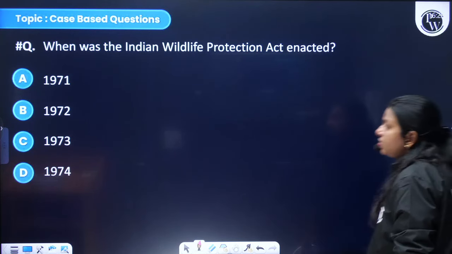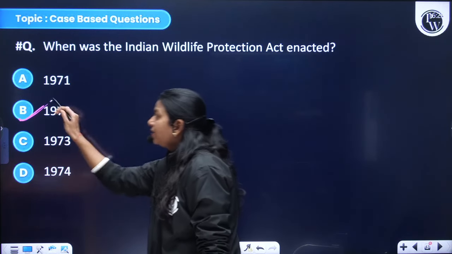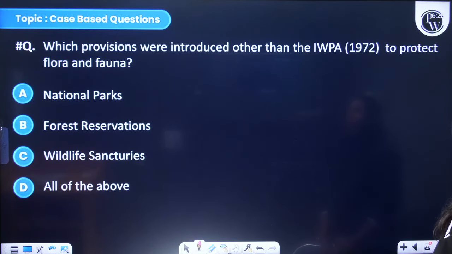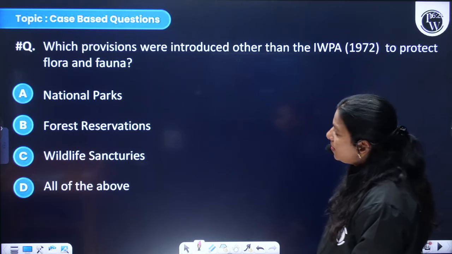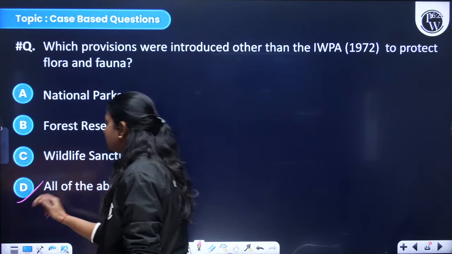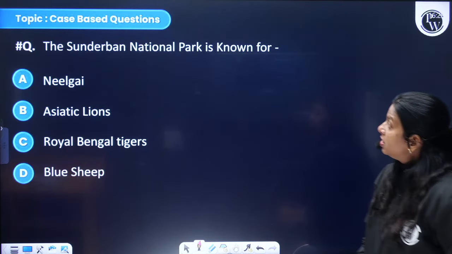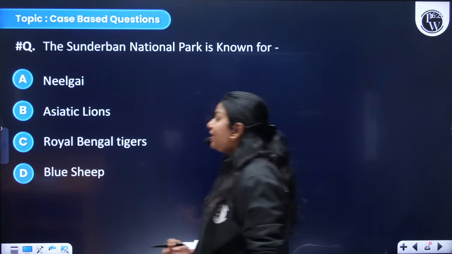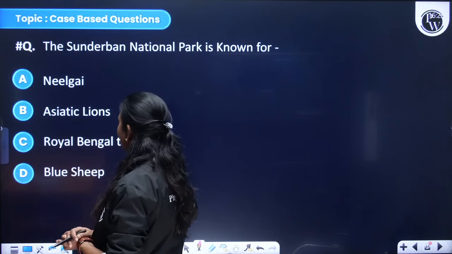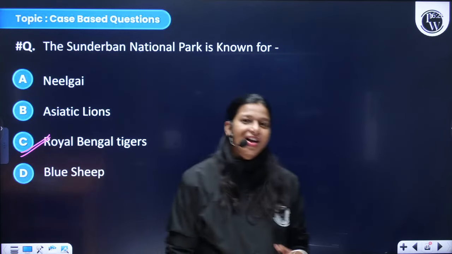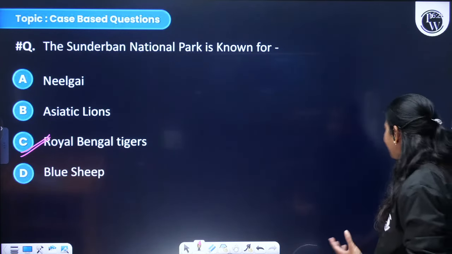When was the Indian Wildlife Protection Act enacted? 1972. Which provisions were introduced other than the Indian Wildlife Protection Act to protect flora and fauna? National parks, forest reservations, wildlife sanctuaries, all of the above. It is all of the above. The Sundarban National Park is famous for Nilgai, Asiatic lions, Royal Bengal tigers, or blue sheep. It's most famous for its Royal Bengal tiger. They are grand animals, right?